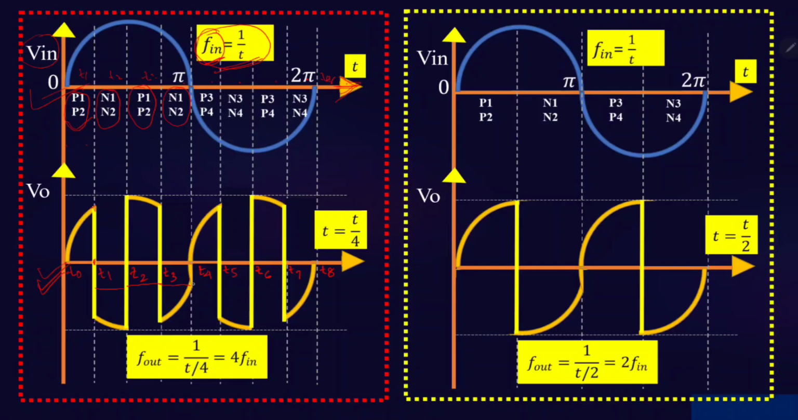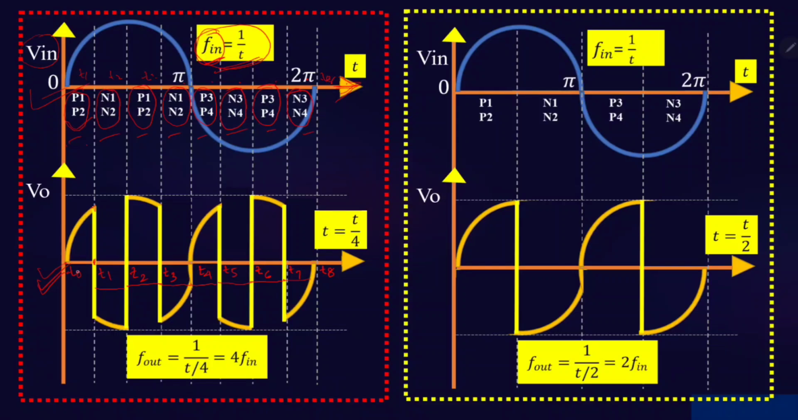After that, P3 and P4 will be on from the positive converter, and then T4 to T5, N3 and N4 will be on from the negative converter. Then T5 to T6, P3 and P4 will be on. Again T6 to T8, N3 and N4 will be on from the negative converter. Now we will see what the output waveform will be if we make this type of sequence of switches.